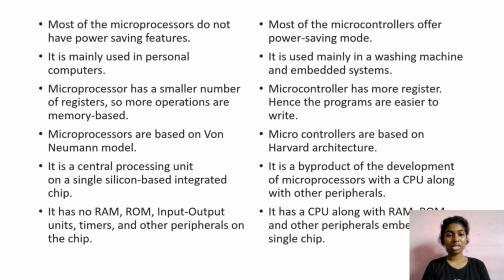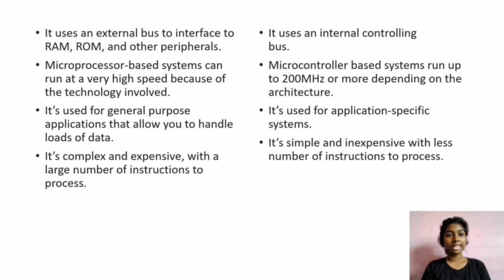Microprocessor is a central processing unit on a single silicon-based integrated chip. Microcontroller is a byproduct of the development of the microprocessor, with the CPU along with other peripherals. Microprocessor has no RAM, ROM, input-output units, timer and other peripherals on the chip. Microcontroller has a CPU along with RAM, ROM and other peripherals embedded in a single chip. Microprocessor uses an external bus to interface to RAM, ROM and other peripherals. Microcontroller uses an internal controlling bus.